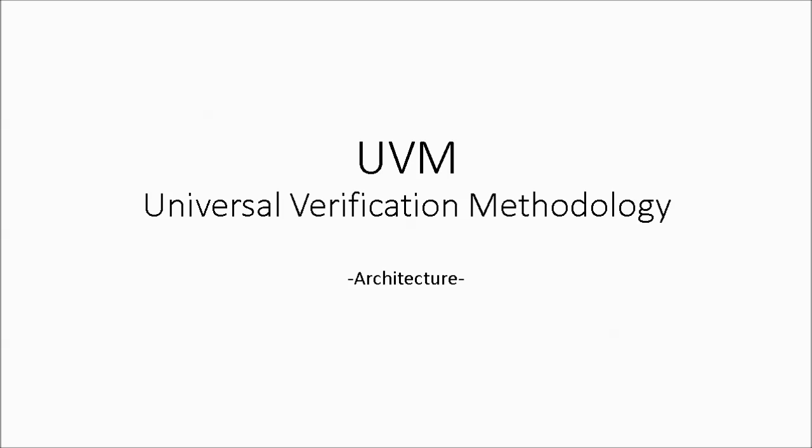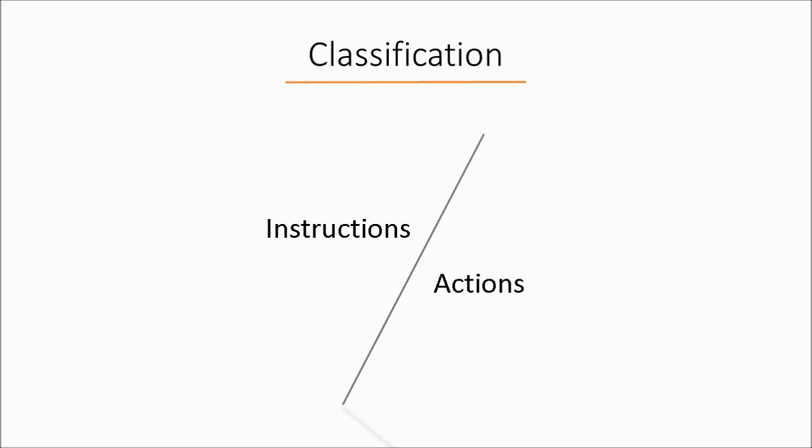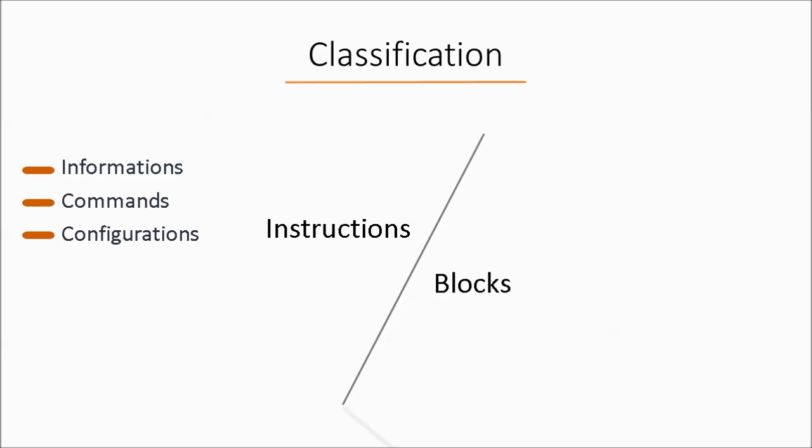So let's start. We will first classify a UVM test bench into two: first, instructions, and second, actions for each instruction. As a test bench, the user gives a set of instructions to it, and the test bench takes corresponding actions for it, without the need of further user interaction. Actions will be executed by different blocks, like in any other test bench. Instructions can be any information, or commands, or maybe even configurations, for the design and test bench and its blocks.